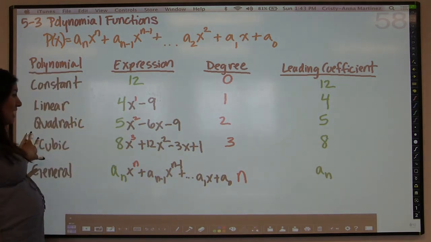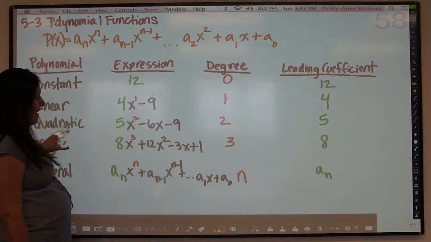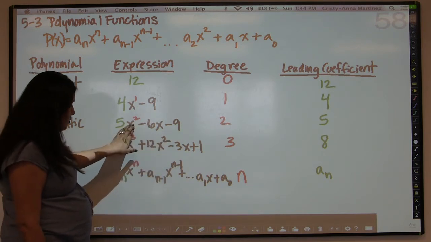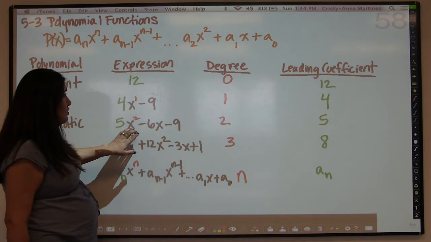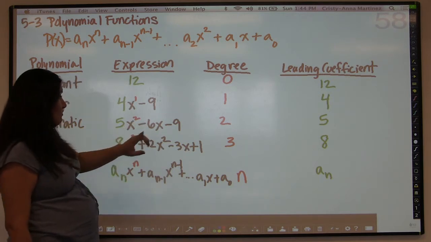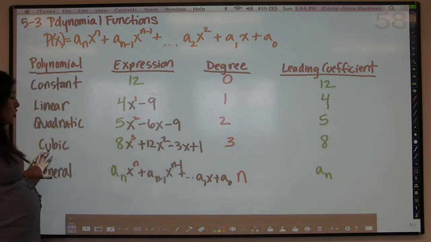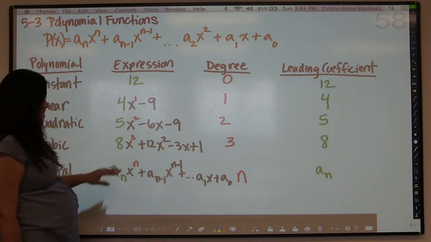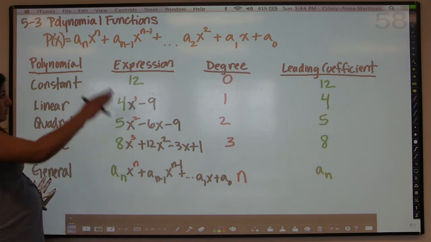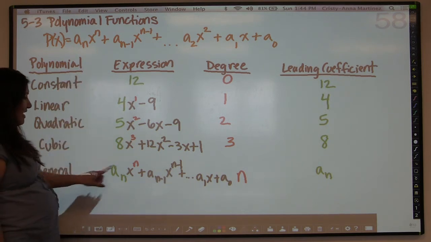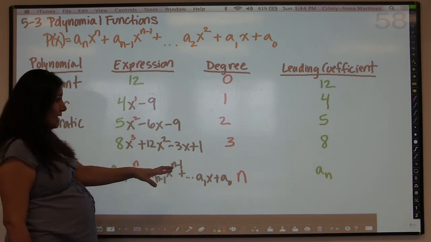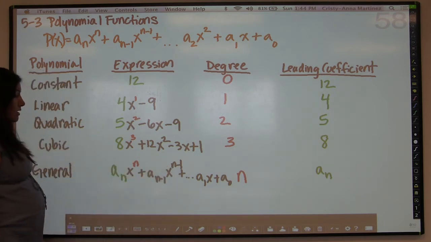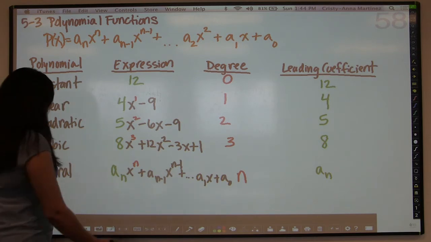And then we have quadratic. In the quadratic case, we have x squared. And that's the biggest term, that's the biggest exponent for these three terms. So the degree is 2, and then the leading coefficient is 5. Then we have our cubic. And in our cubic case, the degree is 3. And the leading coefficient is 8. In general, we go back to the original, and in general, we have x to the n power, the degree would be n, and the leading coefficient would be a sub n, whatever is in front of that biggest. So that's just the general form.